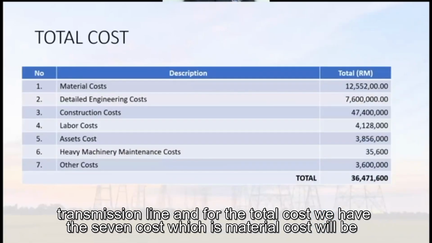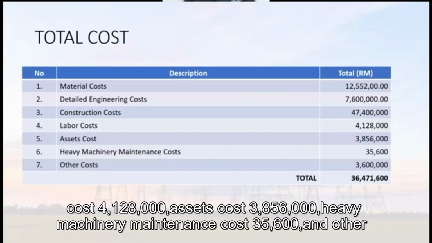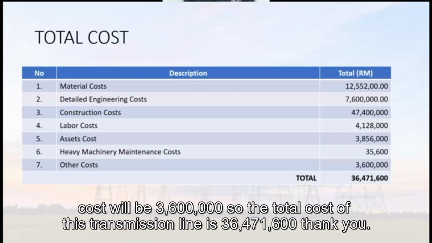And for the total cost, we have seven costs: material cost 12,552,000, detail engineering cost 7,600,000, construction cost 47,400,000, labor cost 4,128,000, assets cost 3,856,000, heavy machinery maintenance cost 35,600, and other costs 3,600,000. So the total cost of this transmission line is 36,471,600. Thank you.